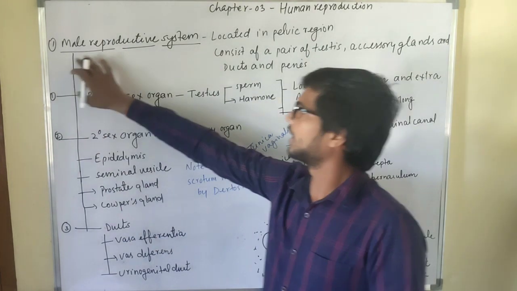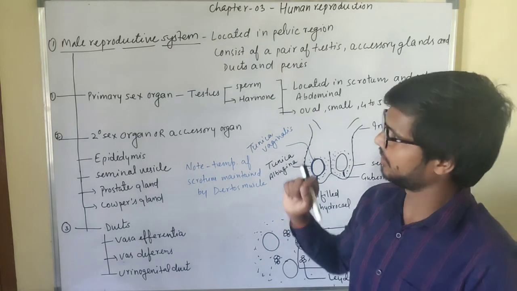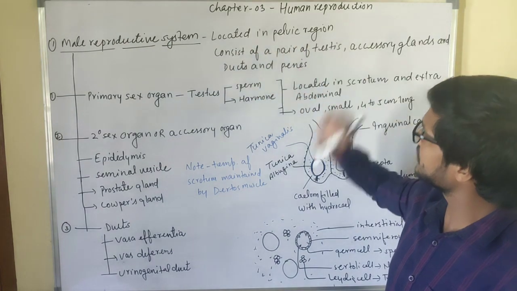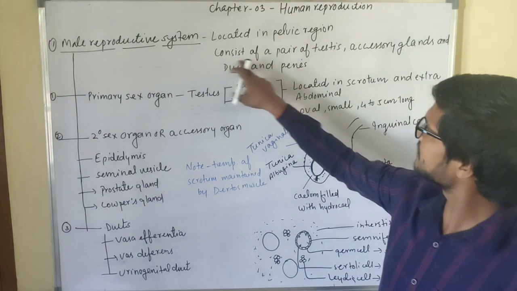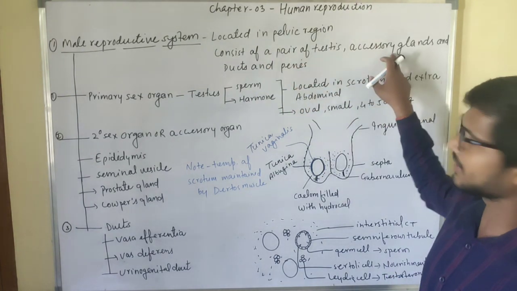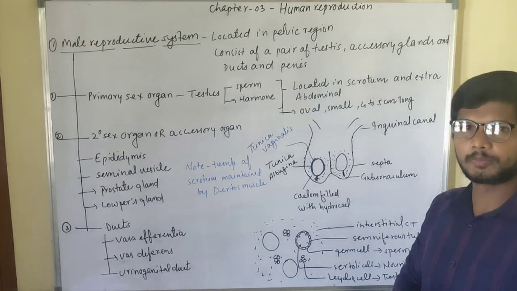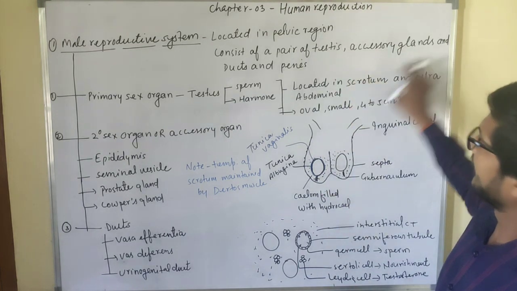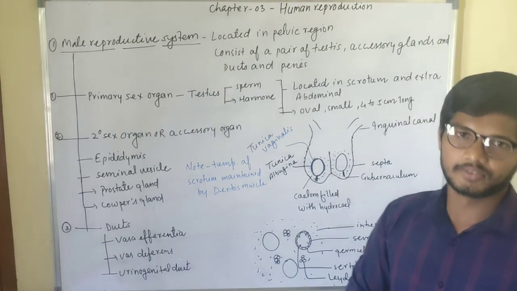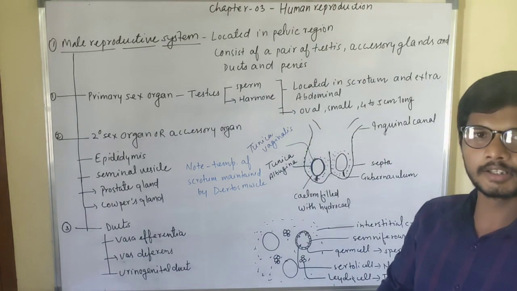First of all, let you know that the male reproductive system is located in the pelvic region. The male reproductive system consists of a pair of testes, also known as the primary sex organ, accessory glands such as the prostate gland and Cowper's gland, which we will discuss later on, and ducts such as rete testis, vas efferentia and vas deferens, as well as the external genitalia, that is also known as the penis.